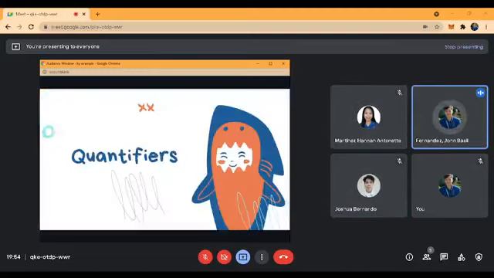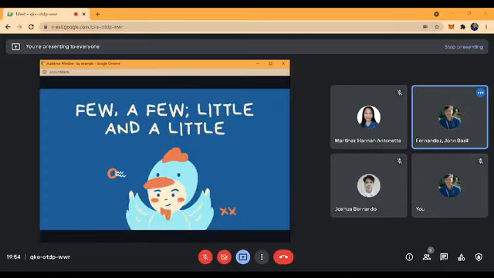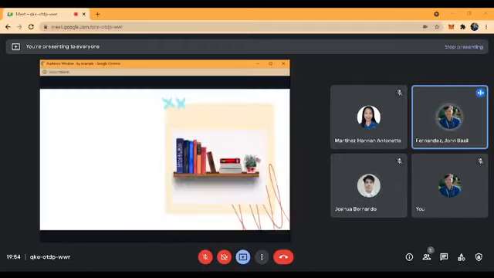So for this lesson, we're going to talk about quantifiers, specifically few, a few, little, and a little. I will send some pictures and you are going to determine what it is and what kind of noun they are. So is that clear? Yes, sir. Okay, so let's have the first picture.